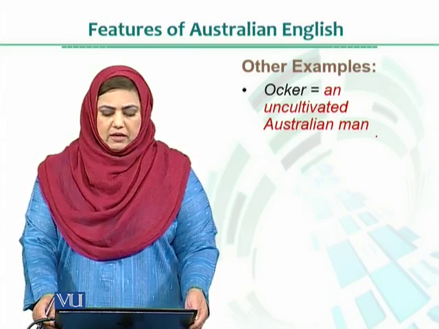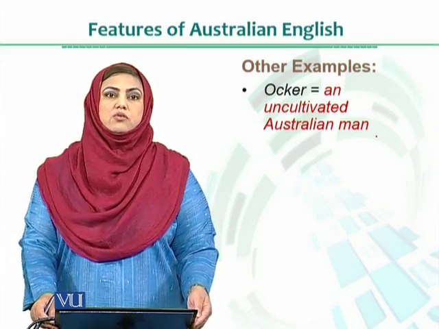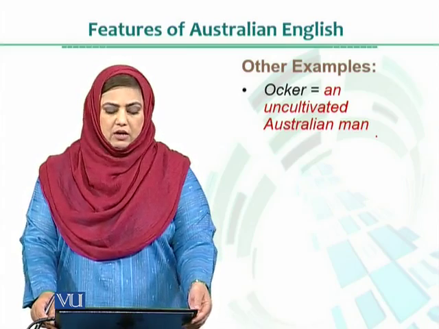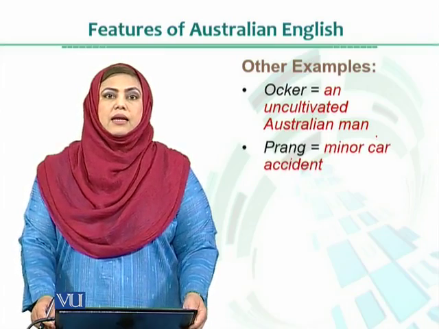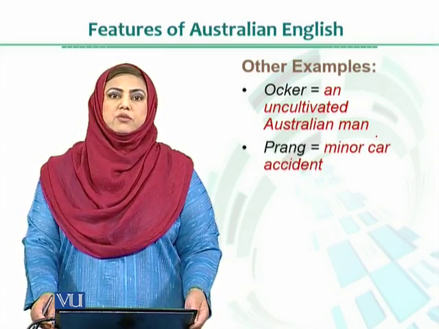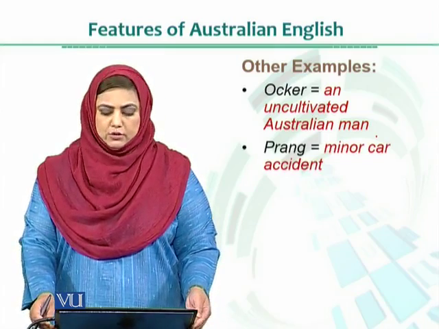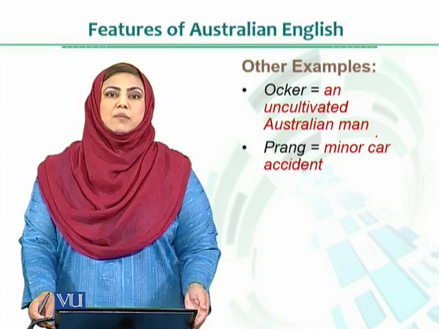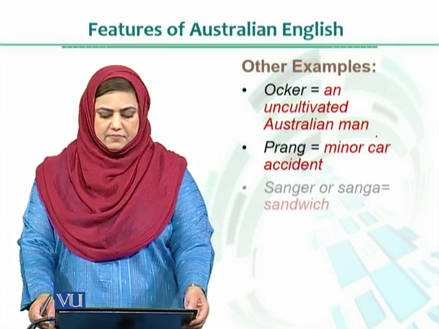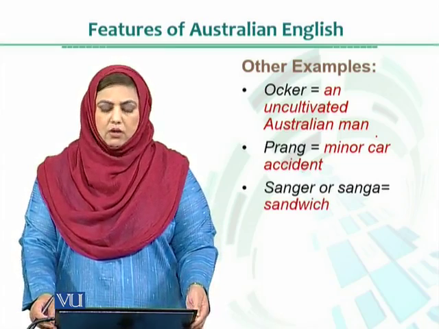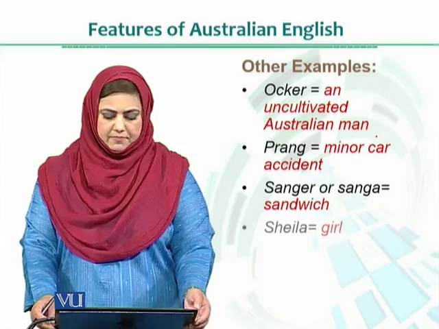There are many more examples. An example is the word ocker, which is used for an uncultivated or uncivilized Australian man. Another term that is very frequently used in Australian English in informal ways is the word prang. Prang actually means a minor car accident. Sanga is used for a sandwich, by the way.